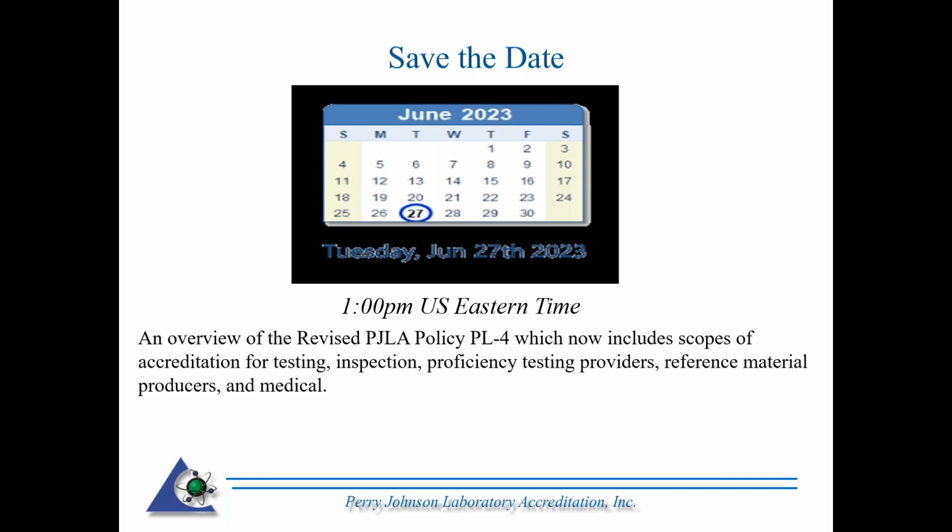It's been revised, so PL4 is going to become a much longer document because it's not only going to include calibration, it's going to include requirements for scopes of accreditation for testing. We're going to talk about flexible scopes, for example, inspection, proficiency testing providers, reference material producers, and medical. So it's not going to be my domain anymore, just calibration, which is what PL4 was. It's still going to be included in there. There's going to be a few little changes.